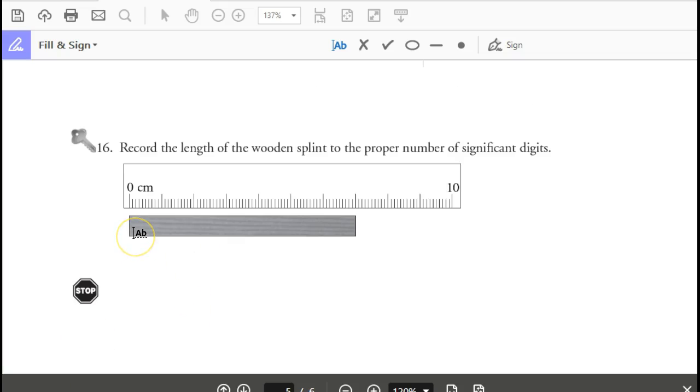Number 16 is pretty much the same thing. Record the length of the wooden splint to the proper number of significant digits. So it's 1, 2, 3, 4, 5, 6, 7. But this ruler is marked to the tenths place. So when we estimate, we always have to go 1 above. So our number would be 7.00 to be estimated at the hundredths place right here, centimeters.